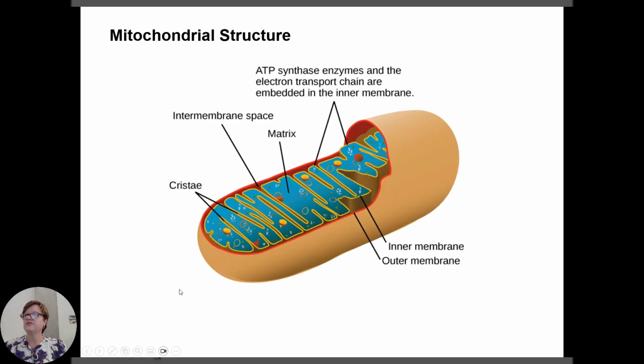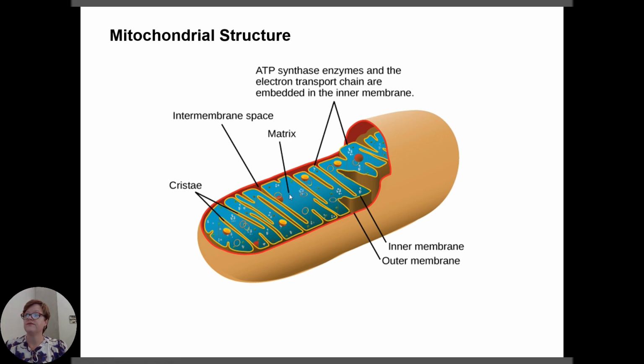We need to know the mitochondrial structure. The mitochondrion has an outer membrane, and this picture has a cutaway, so you can see that outlined in red. Then there's a space inside the outer membrane, but not inside the innermost membrane, and that space is called the intermembrane space. Then you have a membrane that's heavily folded on the inside, called the inner membrane, outlined here in yellow. And then in blue, you have the space called the matrix.